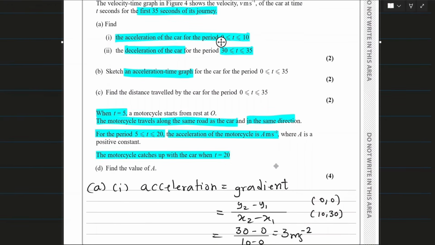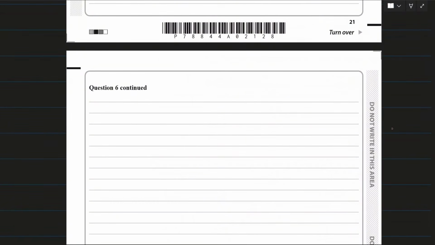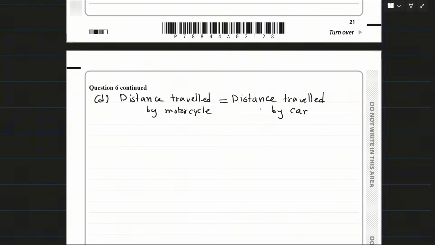So in order to calculate the acceleration of the motorcycle, we are going to use the fact that after 20 seconds, the motorcycle travels the same distance as the car does within its 35-second journey. So let us do part D. For part D, we know that the distance traveled by the car is 825. So after 20 seconds, the motorcycle will also have traveled 825 meters. We are going to use that information to calculate the acceleration of the motorcycle.